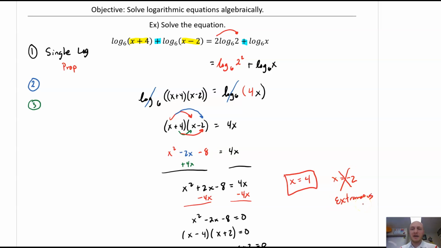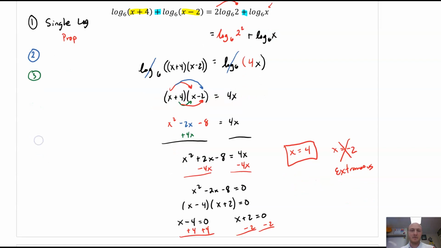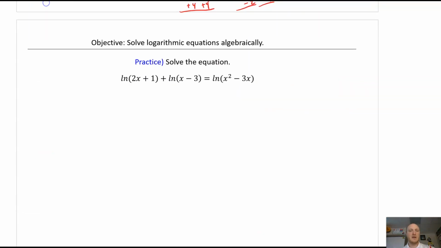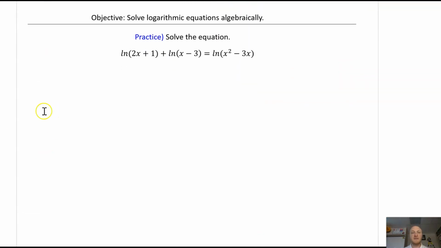Extraneous. If I plugged in negative 2 right here, whoop, it's negative, so we throw it away. Ask yourself, how did I know, why did I throw out negative 2 as an extraneous solution? That's an essential question. Why is negative 2 extraneous? Here's a practice problem. Please go ahead, pause the video, and give this one a try.